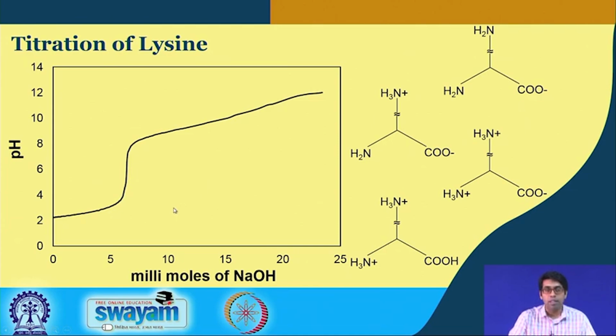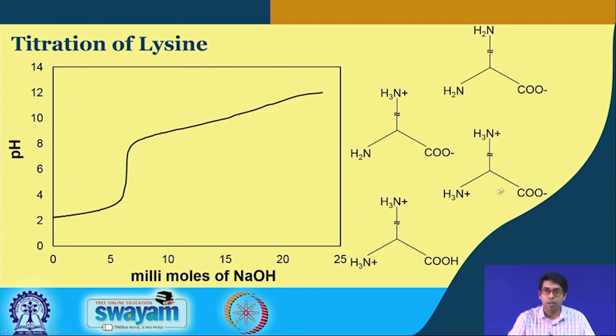This is the titration curve of lysine. Again, you can see that lysine has 3 ionizable groups: the amino group, the carboxyl group, and another amino group in the side chain. Instead of drawing all the carbons, I have just represented it like this. When the pH was very low, close to 2 or maybe slightly less than 2, lysine will be in this form where the carboxyl group is protonated and both the amino groups are protonated. So, this species has a net charge of +2.